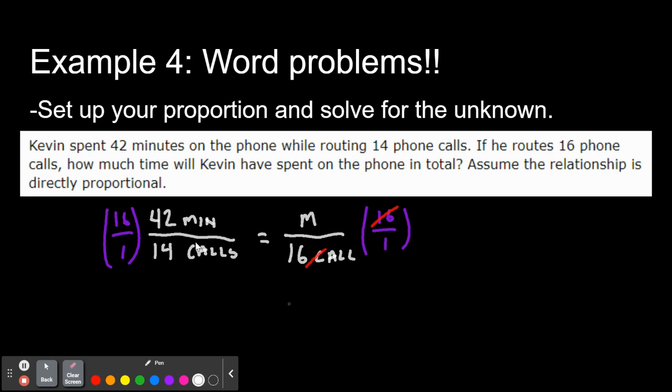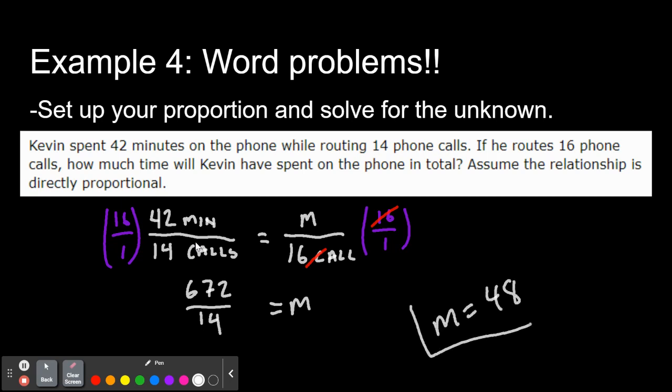And we find out that m is equal to, and again, I'm going to use trusty Rusty here, 16 times 42 is equal to 672 divided by 14. 48. M is equal to 48. So 48 what? 48 minutes. Okay, so Kevin spent 48 minutes to make 16 calls.